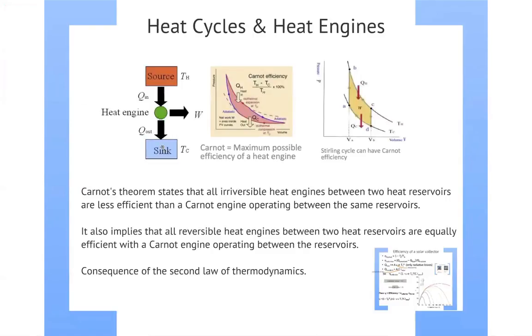From the first law of thermodynamics, we know that Q in should be equal to Q out plus W. Now, what Carnot's theorem states is that all irreversible heat engines between two heat reservoirs are less efficient than a Carnot engine operating between the same reservoirs. What does that mean? That means the best possible efficiency of a heat engine that one can hope to achieve is determined not by the details of the engine, but by only two numbers: the temperature of the hot part and the temperature of the cold part.